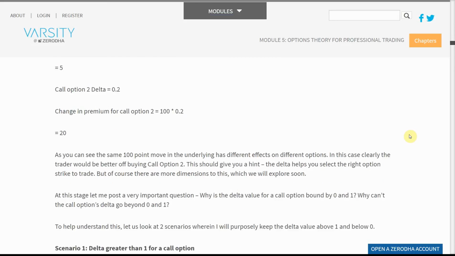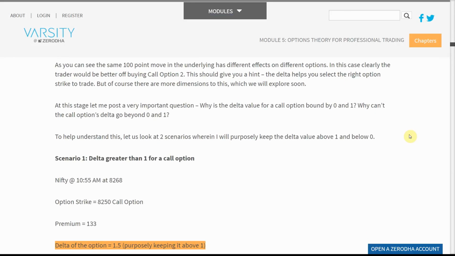As you can see, the same 100-point move in the underlying has different effects on different options. In this case, clearly the trader would be better off buying call option 2. This should give you a hint. The delta helps you select the right option strike to trade. But of course there are more dimensions to this, which we will explore soon.